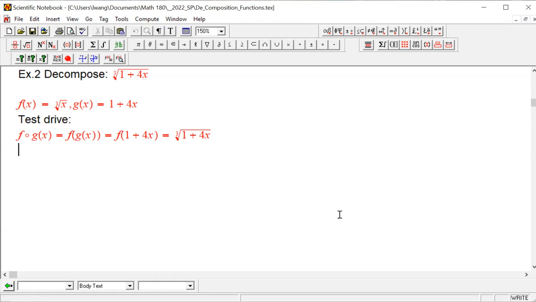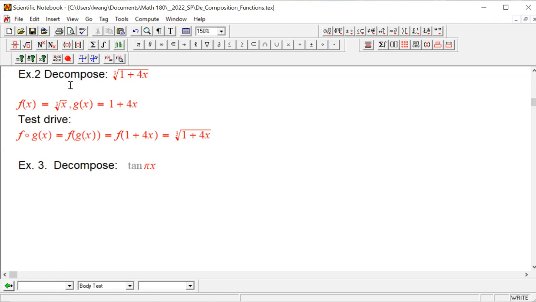Let's look at the next one. Okay. Example number 3. And here we have tangent pi times x. And we want to decompose it to a simpler form. Tangent pi times x. Okay, so decompose that.